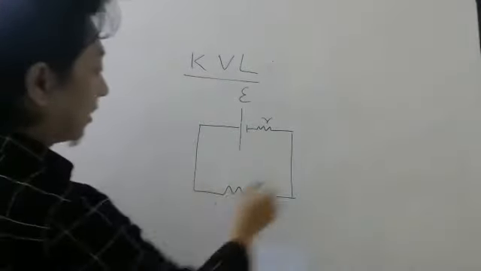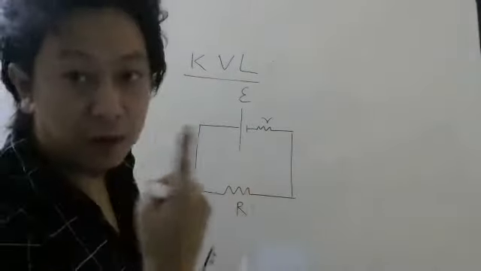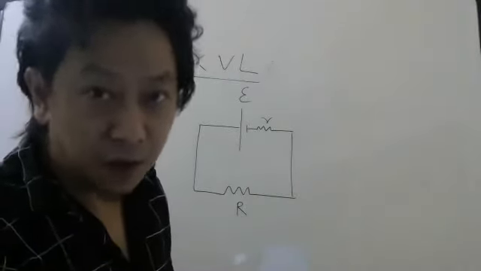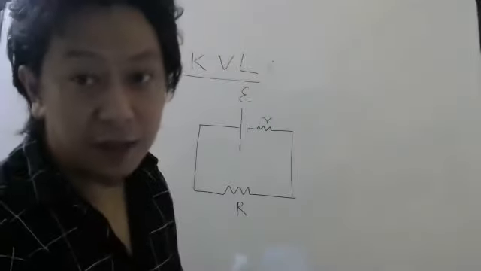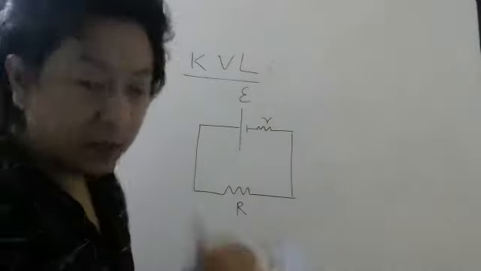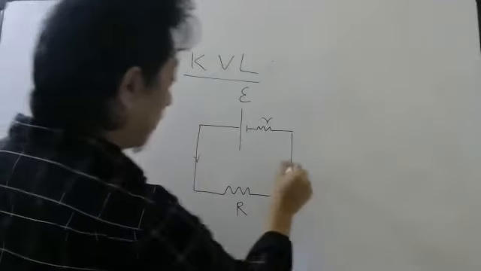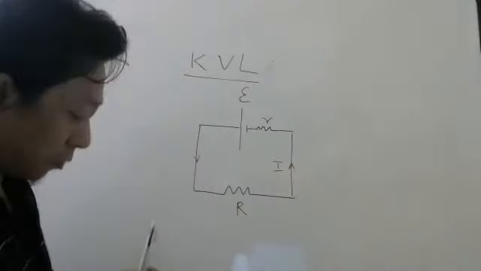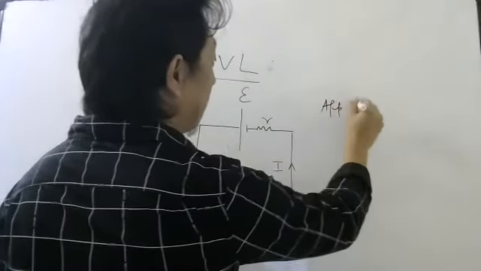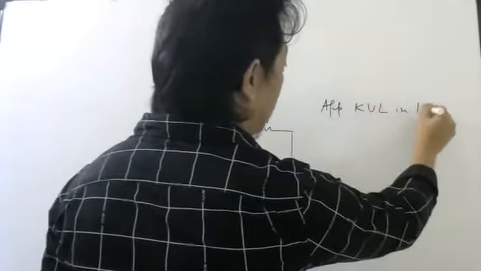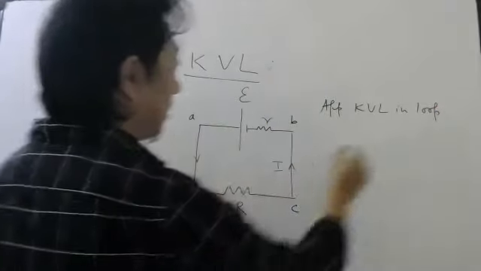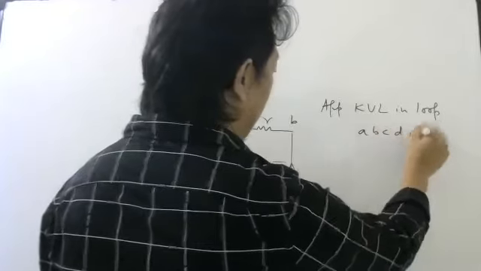This is just one circuit. There is only one loop, so only one current will be there. You can assume the direction of current wherever you want. But if you already have an idea, because you know current goes from the positive terminal to the negative terminal, then do that only. So current is, let us say, I. Then you apply KVL in the loop. Let us call this loop A, B, C, D, A.